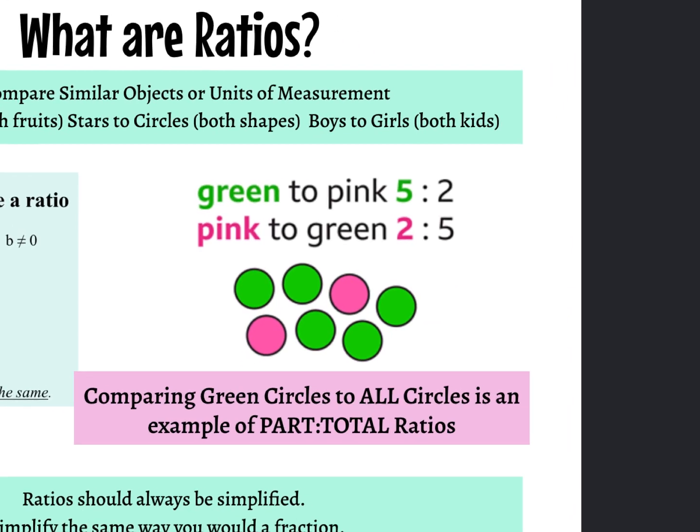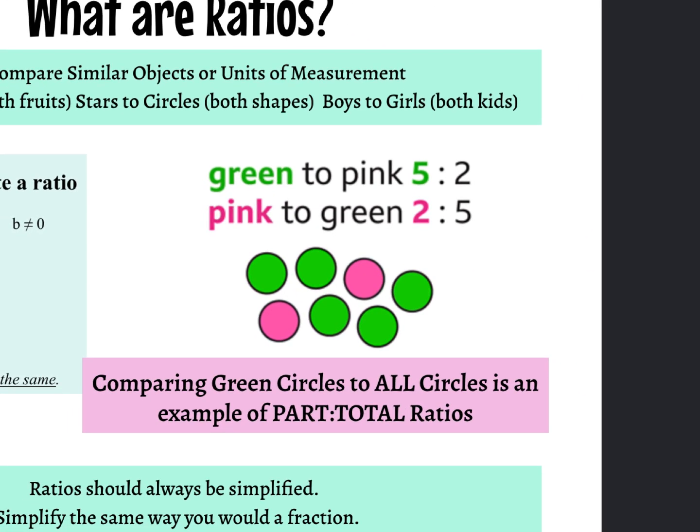So in this example here, if you notice, you're comparing circles, right? Some of them are green, some of them are pink, but technically I could also add an additional comparison and say, hey, how many green circles are there to total circles? And it would make sense, right?